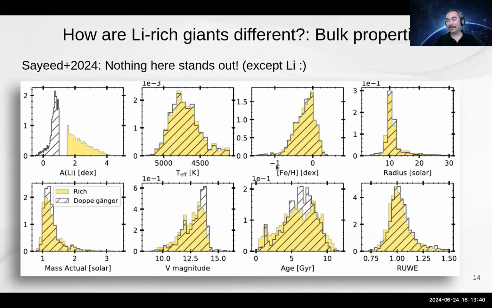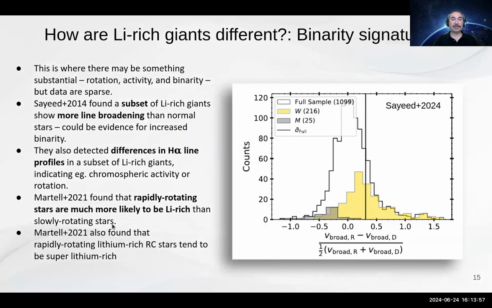Comparing more bulk stellar parameters. This is lithium, of course. Yellow is the lithium-rich giants, and white is lithium normal. You can see basically everything is overlain, so there are not a lot of systematic differences between these lithium-rich giants and the normal giants, the doppelgangers.